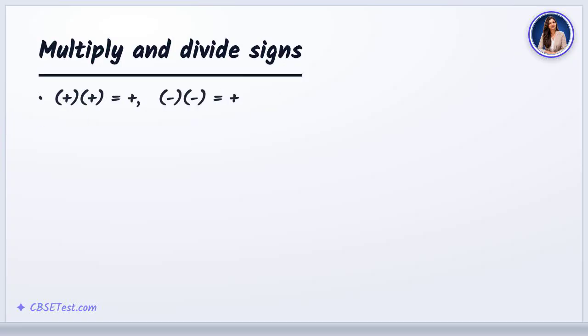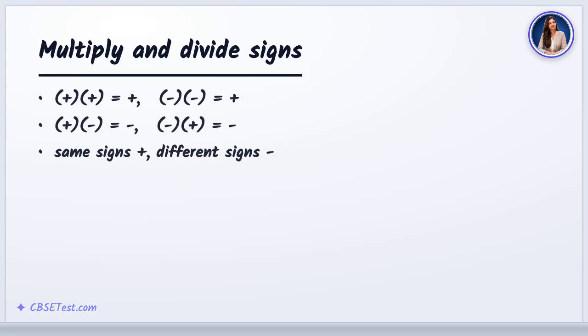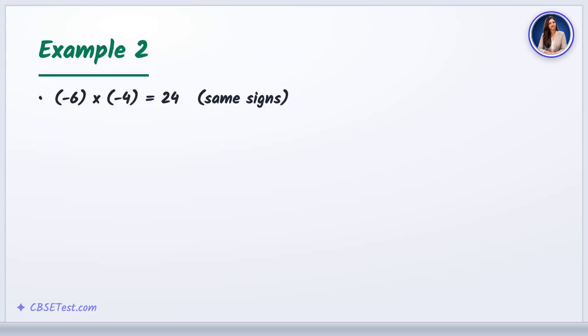For multiplication and division, same signs give a positive result, different signs give a negative. Two negatives make a positive. -6 times -4 is positive 24, since the signs match. -20 divided by 5 is -4, since the signs differ.